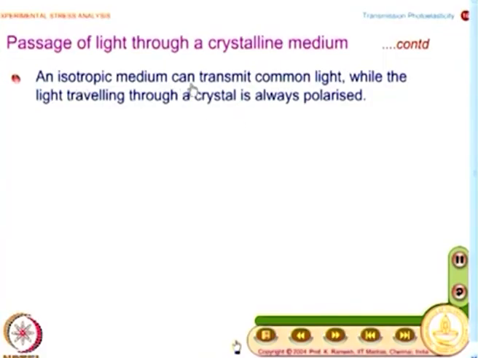And what happens in photoelasticity? The model behaves like a crystal when it is stressed. So, that is the reason why we are able to look at modification in the light as a function of stress, because a natural crystal will always have birefringence. We are also going to look at wave plates, which are natural crystals, where you will have two vibrations and we will use it in an advantageous way. So, a crystal can transmit light, within the crystal it is always polarized, it is the first and foremost observation that we make.